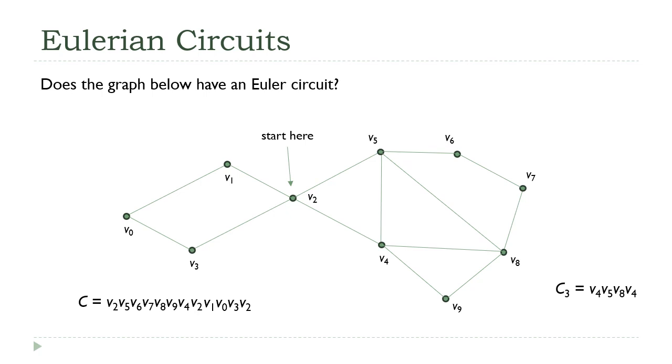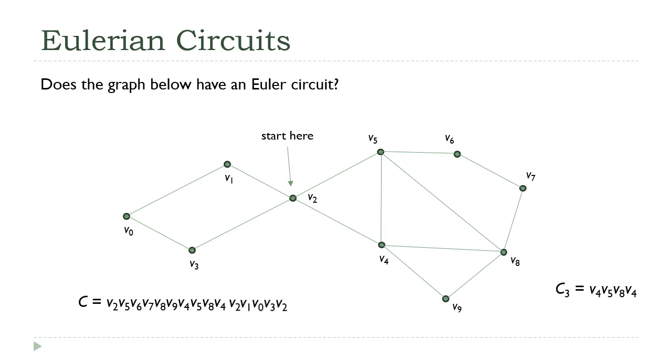Okay, almost there. Now look at C3. Notice how C3 starts and ends at V4. And if you look closely at my circuit C here, it's got V4 in it already. So what I'm going to do is insert this C3 circuit, that's going to be 5, 8, and 4, in that gap. So you see what I did here?